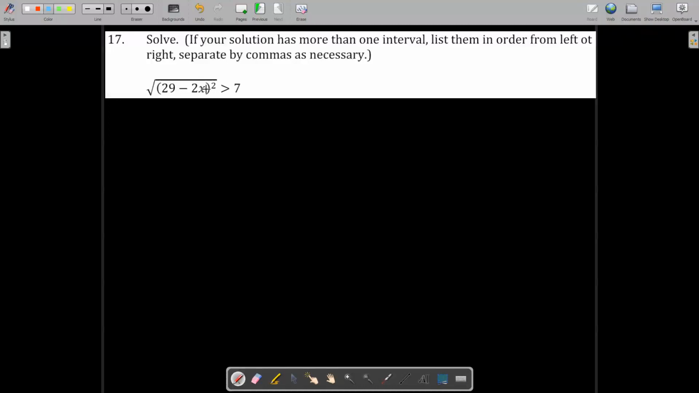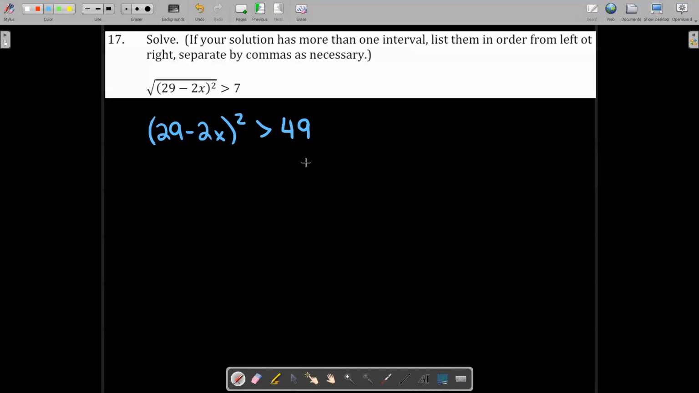So we're trying to get the x by itself, and we're just going to undo these operations by doing inverse operations. If you are trying to get rid of a square root, well, then that means you just square both sides. So that's going to take us to 29 minus 2x squared is greater than, not 7, we're squaring it, right? 7 squared, 49. And now we have to undo the square. And you would think, oh, well, that just is going to take us back down to 7.